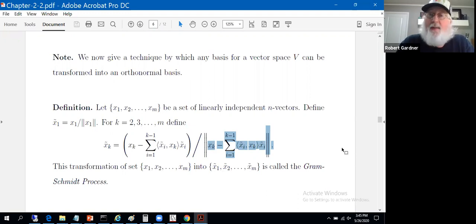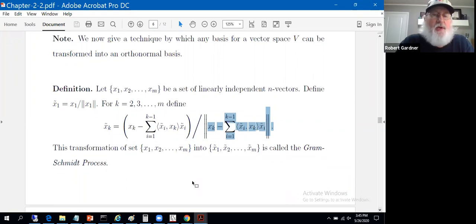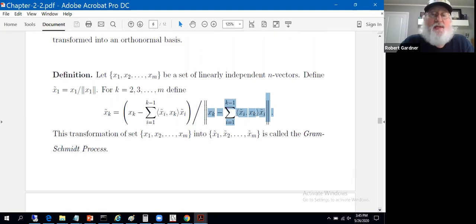And we'll put some geometry on this and draw pictures as best we can to inspire that this in fact does transform the set x1 through x sub m into a new set x1 tilde through x sub m tilde, and this new set is an orthonormal basis for the span of the old set. So we've changed any old basis into an orthonormal basis. Gram-Schmidt process.